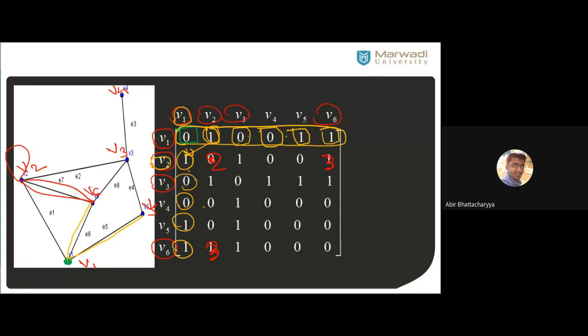So the good news is that if someone asks you what is the degree of V2, it is 2 plus 1 plus 2, 3, 4, 3, 4, 5, 6, 7. If you count the row of V2, the sum of the elements of V2, what is the sum? 7, and 7 is the degree of V2. Check it.